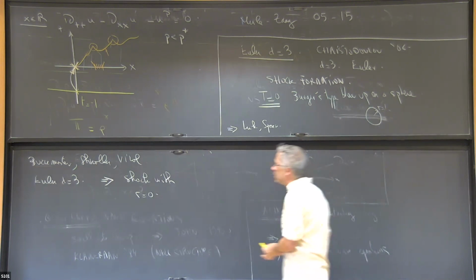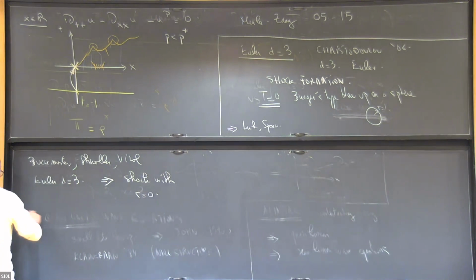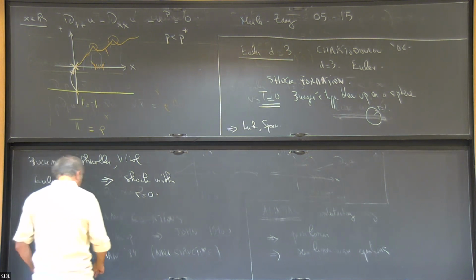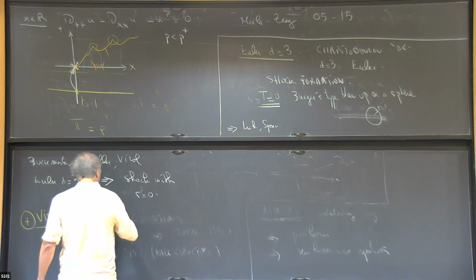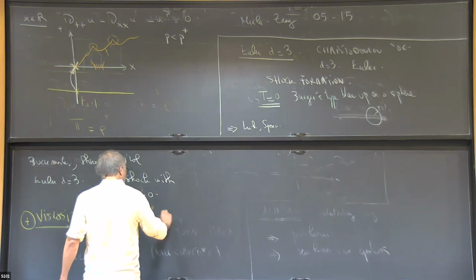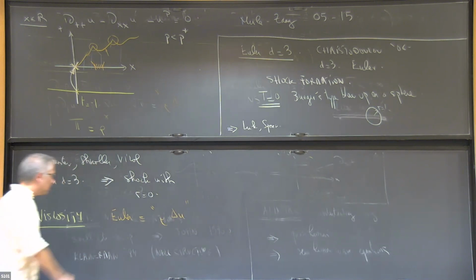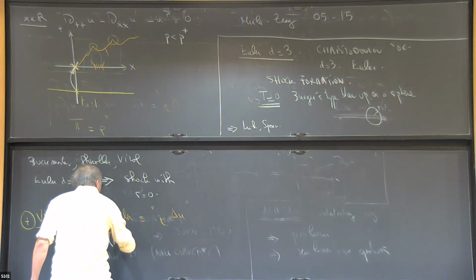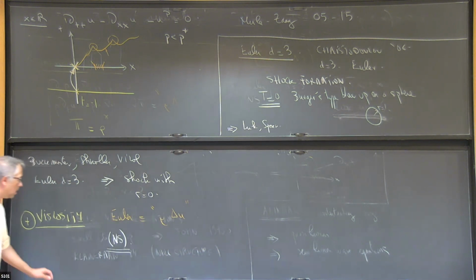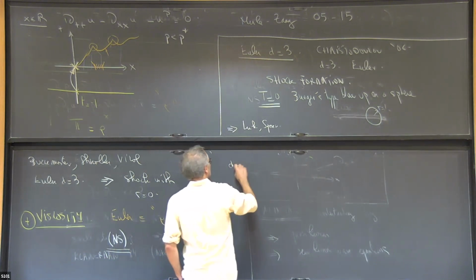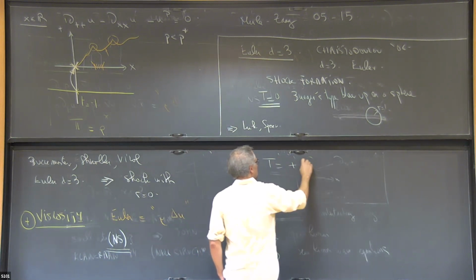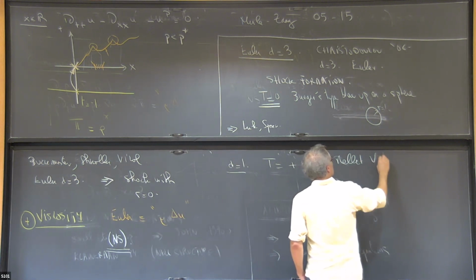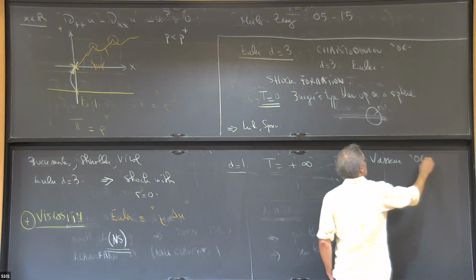Yes, so the question is, what happens if I add viscosity? So I put Euler, if you want, on the left-hand side, and on the right-hand side I have the viscosity. This would now become the Navier-Stokes problem. Then what happens is very clear. In dimension 1, there is no singularity formation. This is Mellet-Vasseur.